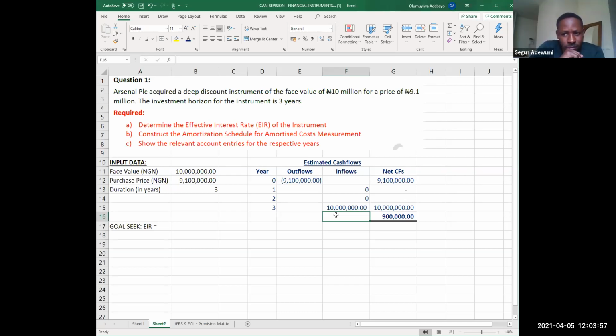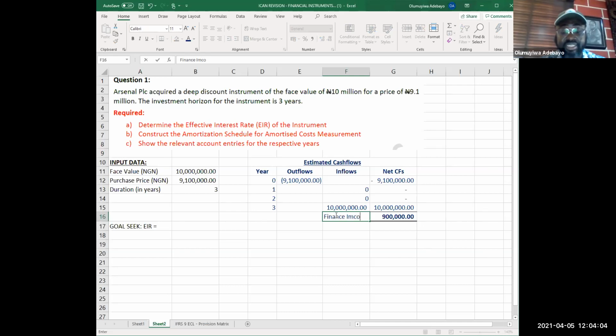Net present value. This 900 stands for your finance income. This is the income you earn over 3 years for investing in that bond, which is your return. Now, we are saying that if you consider time value of money, this should be 0.